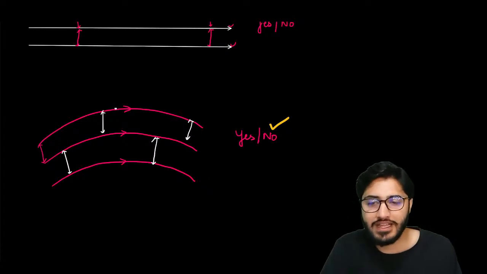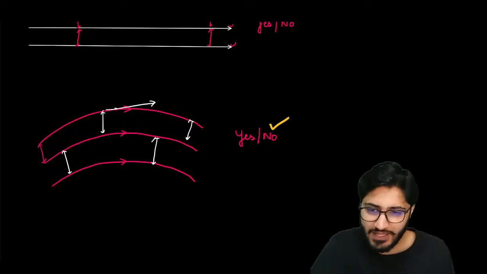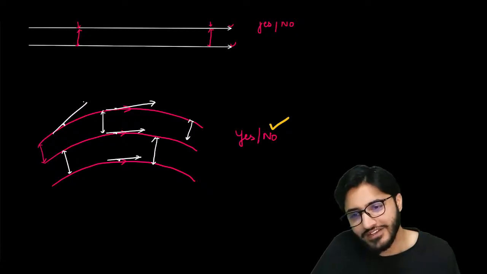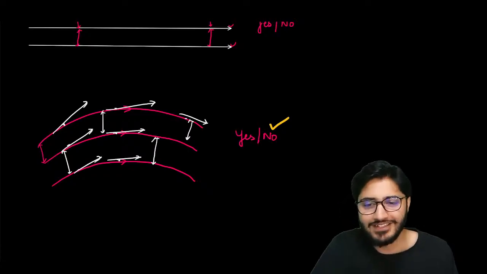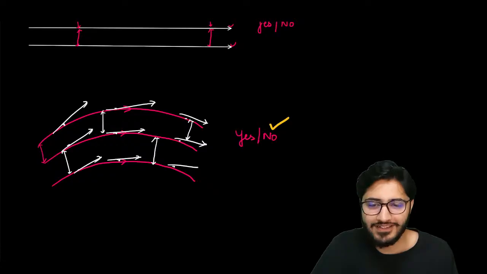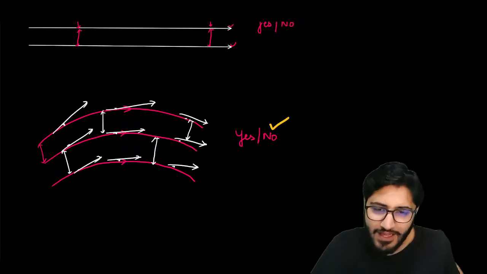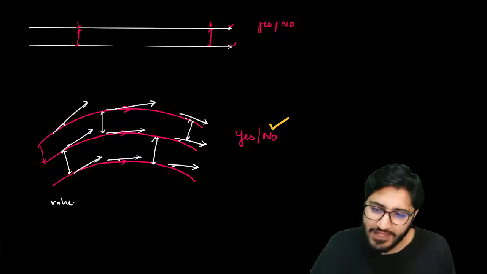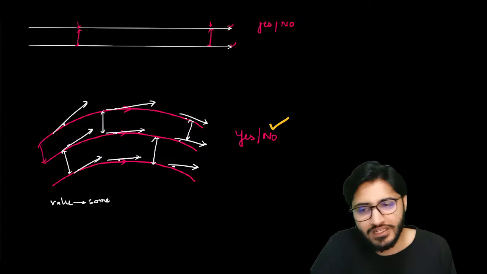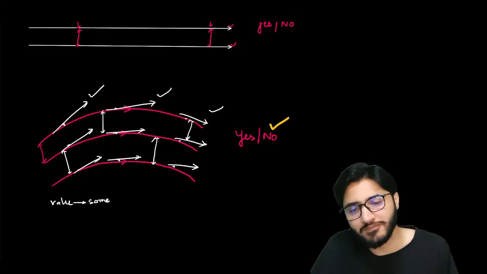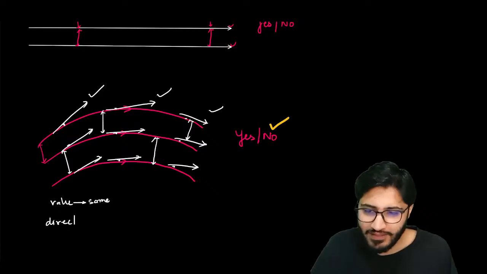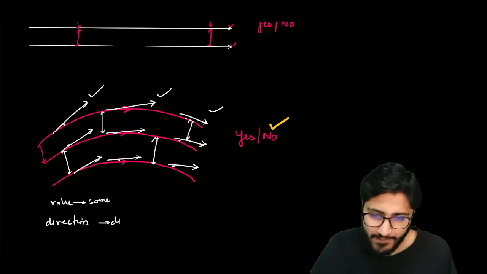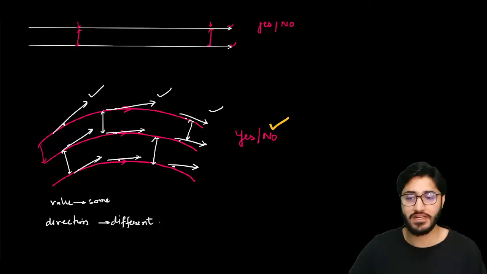Look, here I will take a tangent. Here is a tangent, here a tangent, here a tangent. Is it the same? The value is the same, but what about direction? Here the direction is different, different, and different. So my direction is different. That's why these lines represent a non-uniform field.